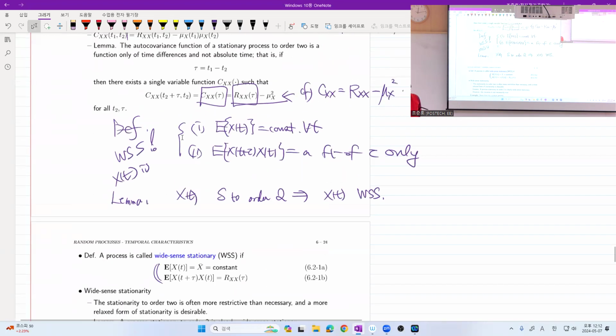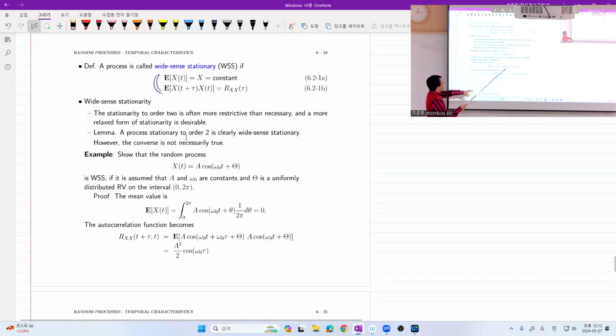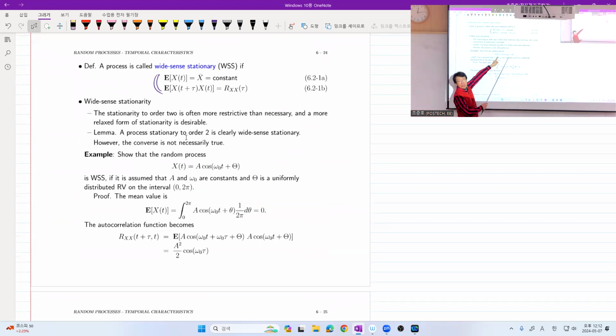Now, since we do not have much time, let me quickly mention an example. You've seen this deterministic random process already. Here A, omega, theta before could be random, but here we restrict that only theta is random. So A and omega, amplitude and frequency, are fixed here, and theta is a uniform continuous random variable on 0 to 2 pi. Now the question goes like this: is this wide-sense stationary?